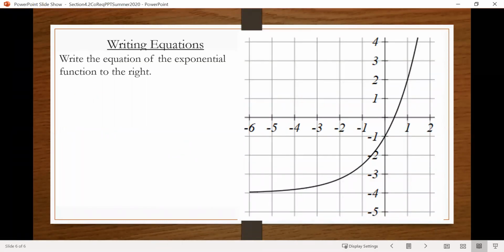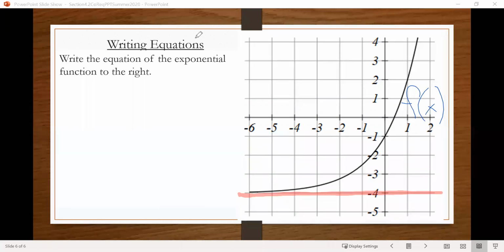So here we have an exponential function over here on the right. They didn't tell us what it was called, so I'm going to call it f of x. And we're going to find the equation here. And notice, first of all, we can tell that this function has been shifted up or down, because if we look for the horizontal asymptote, and it looks like that would be right here, notice that it is not along the horizontal axis. It's at that value -4. So that tells us we're going to use this form, f of x equals a times b to the x plus c. And what we need to do is find the values for a, b, and c.